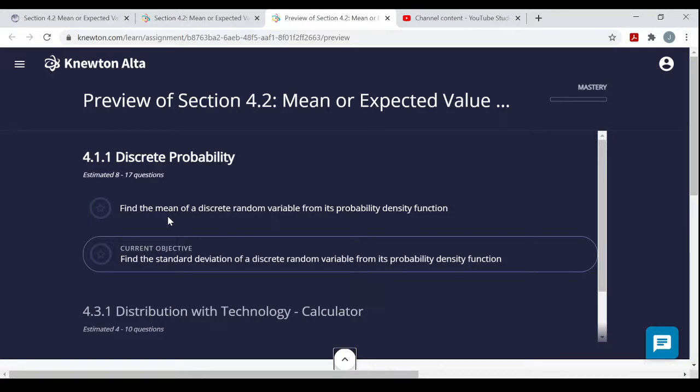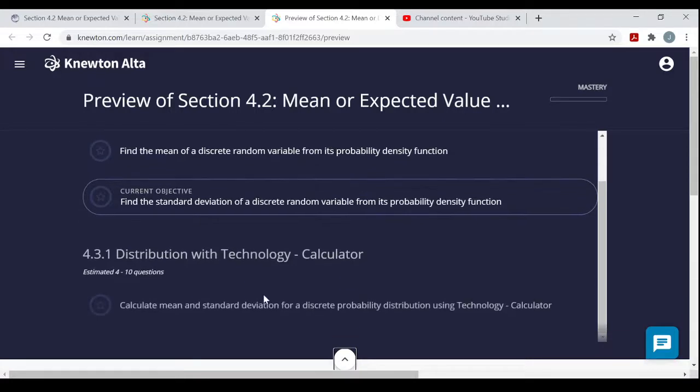So first I'm going to show you how to find the mean of a discrete random variable from its probability density function, and then we're going to go into finding the standard deviation. I'll basically be doing all three of these back to back, close together, because the last part here is find the mean and standard deviation using a calculator. So I'll show you that as well in the same examples.